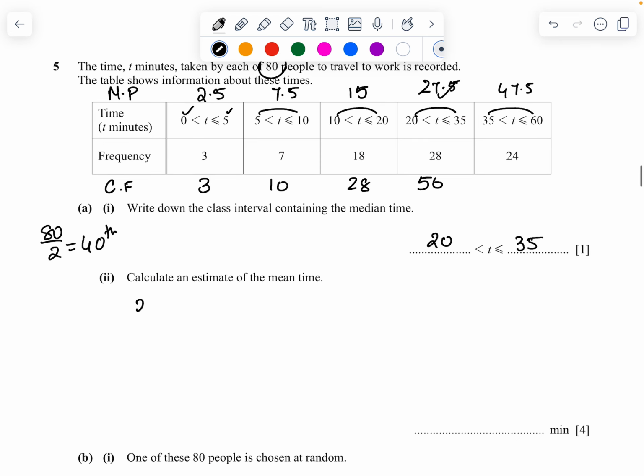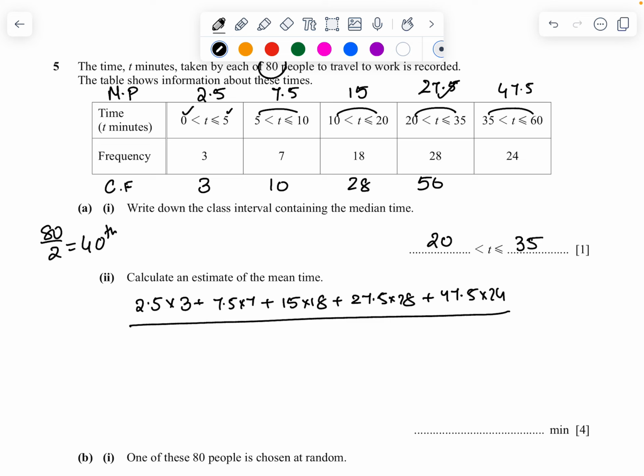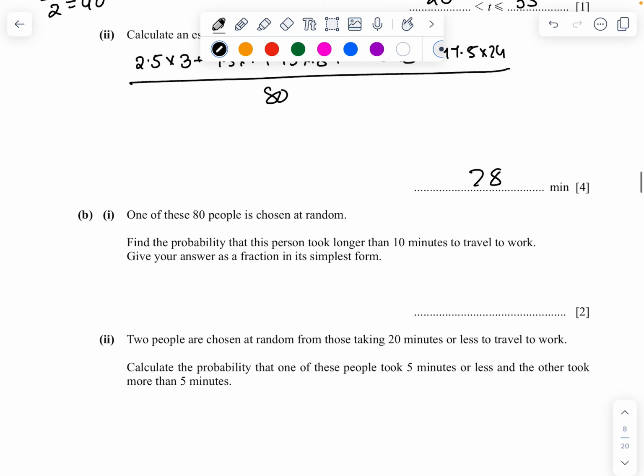So the mean will be 2.5 times 3 plus 7.5 times 7 plus 15 times 18 plus 27.5 times 28 plus 47.5 times 24, divided by 80. Simplify that. When I do it by calculator, the answer should be 28.